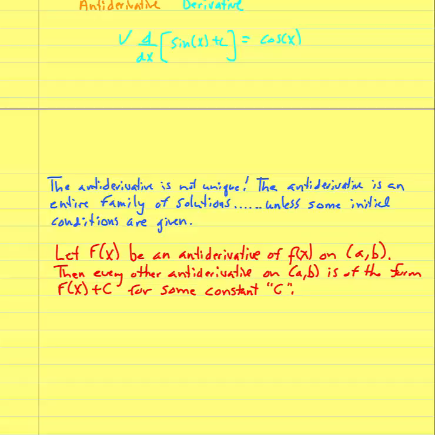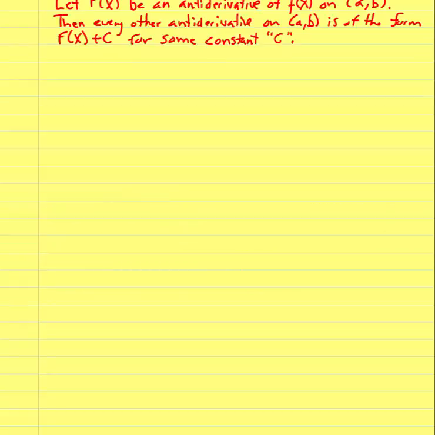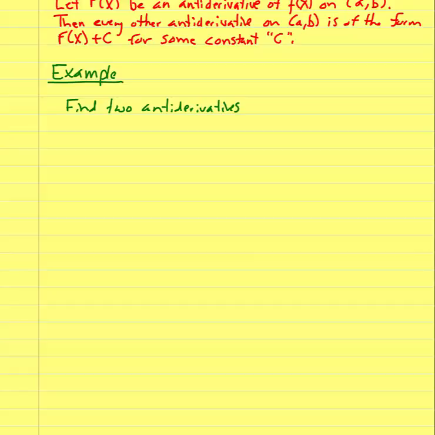Now let's go ahead and look at some examples. We'll learn some shortcut rules, but for now we want to look for patterns. So, for example, let's find two antiderivatives of the function f of x equals cosine of x, and let's determine the general antiderivative.